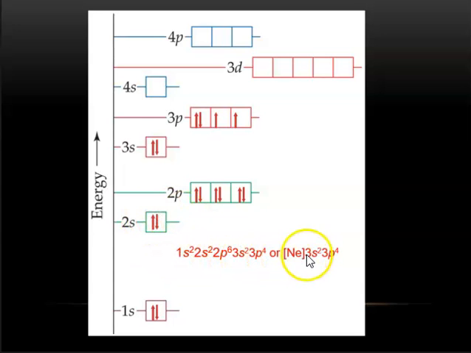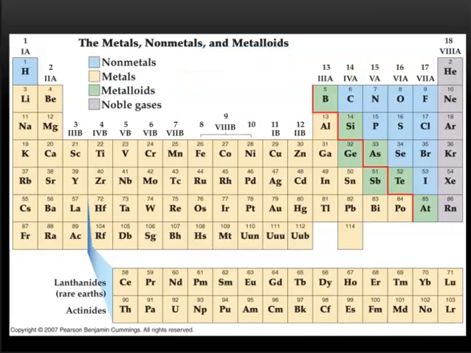What we can do is we can go to the previous noble gas. So what do I mean by the previous noble gas? Well, sulfur is atomic number 16. So the noble gas that comes before that is up here. That's neon. All right, that's got 10 electrons.